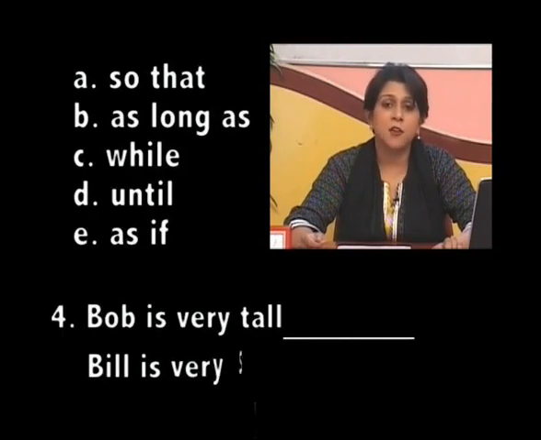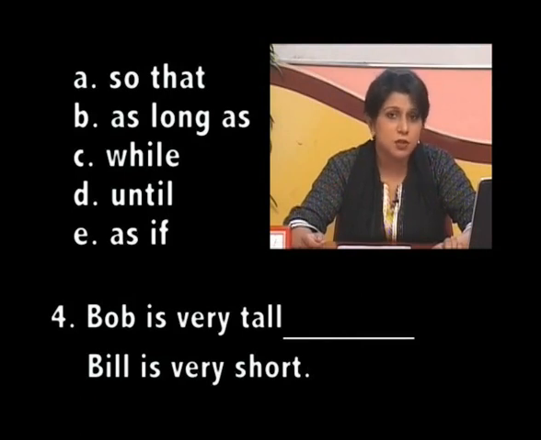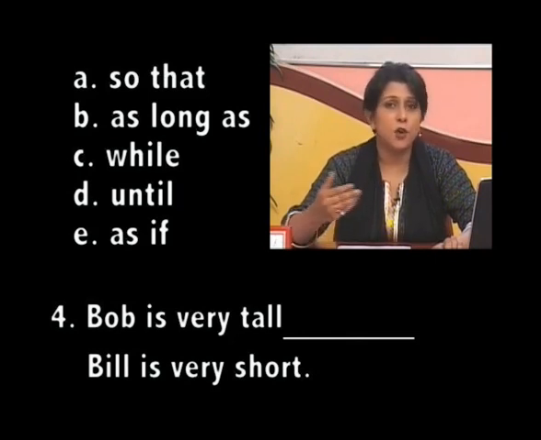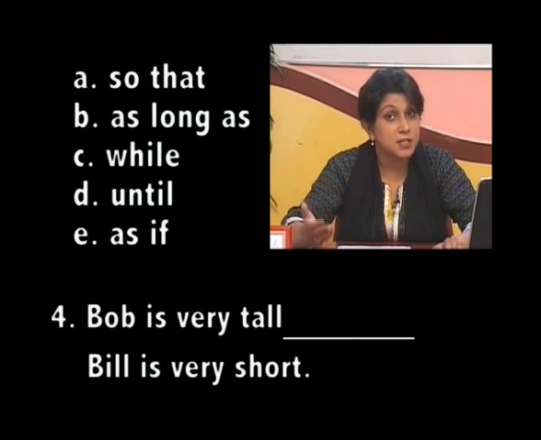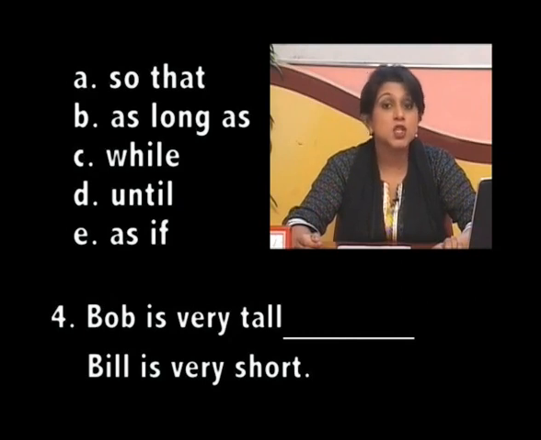Sentence 4. Bob is very tall, dash, Bill is very short. Now if you notice, there is a contrast of some sort. I've already given you a hint. Now you better get the right answer. Your options are as long as, so that, while, until, and as if.